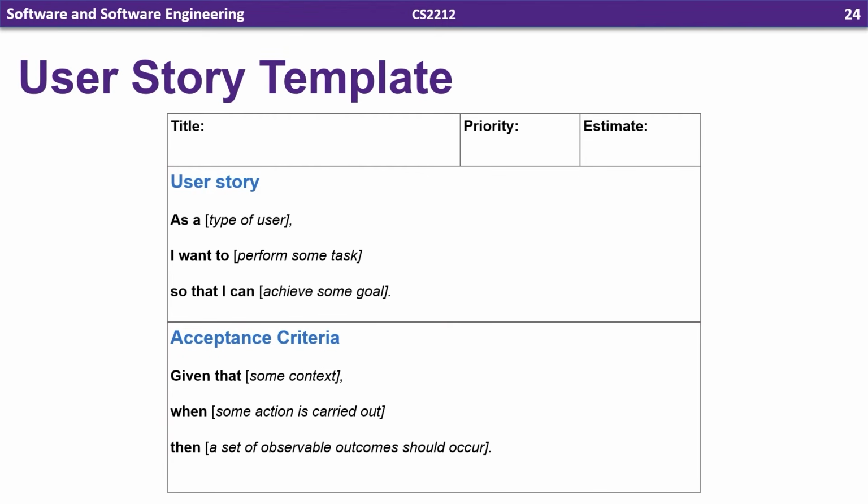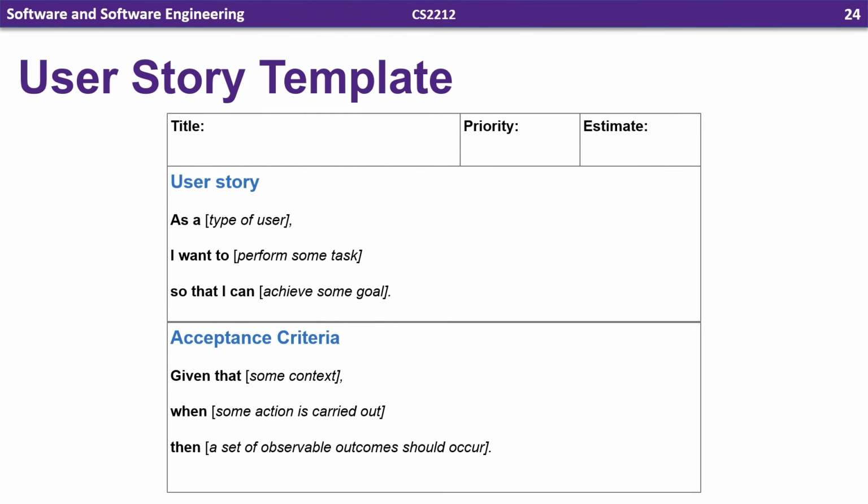So I did mention user stories there. This is an example template for what a user story might look like. A user story is usually formed as "As a blank," where blank is a type of user or actor in the system. For example, it might be just "as a user" or "as an administrator." If it was something like a learning management system, it might be "as a professor" or "as a student" or "as a grade administrator."